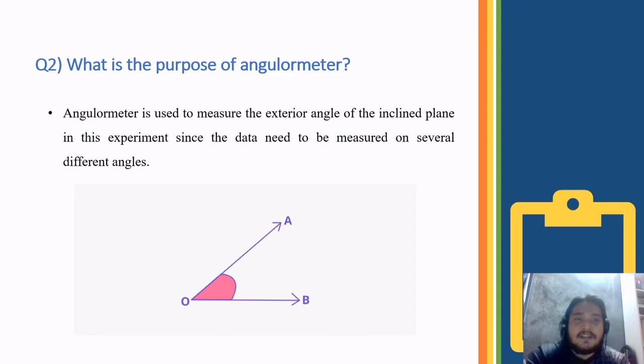For the next one, what is the purpose of the angulometer? The angulometer is used to measure the exterior angle of the inclined plane. So in this case, we will measure the inclination of the plane that touches the ground.